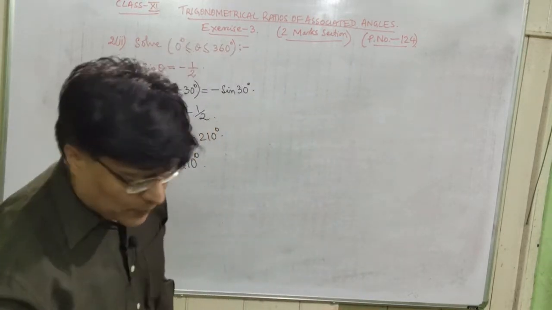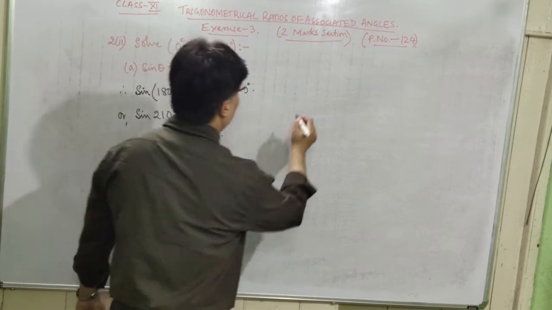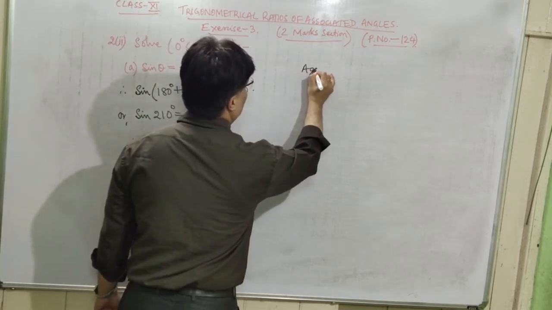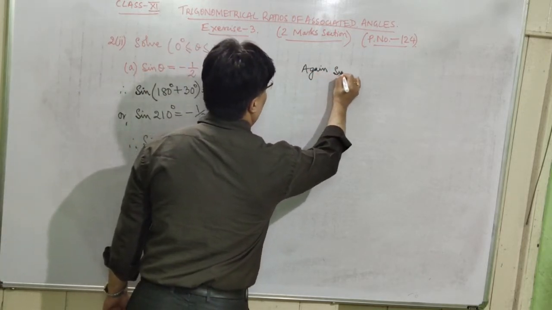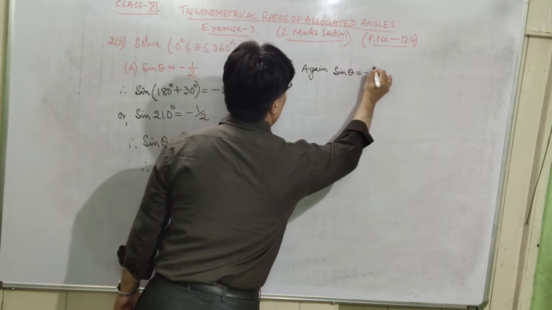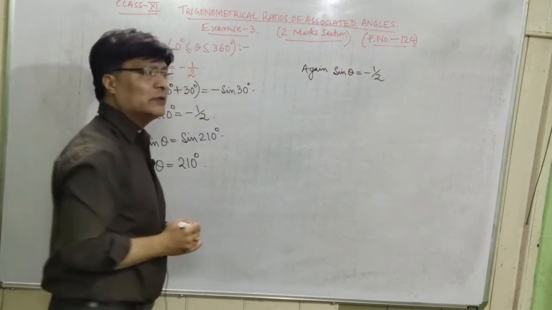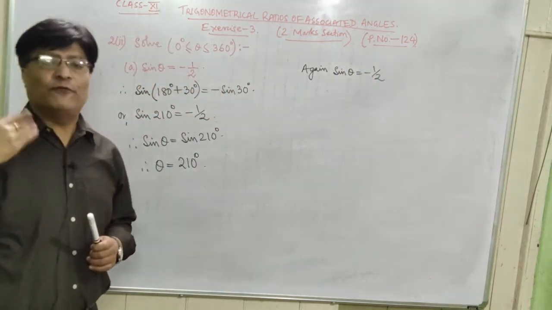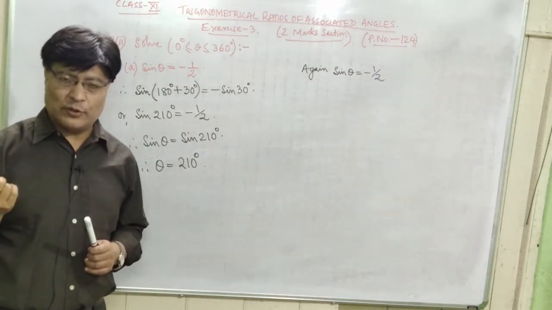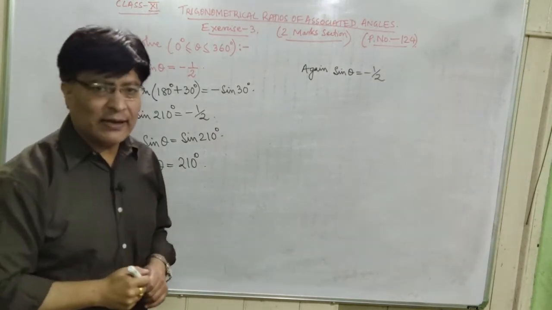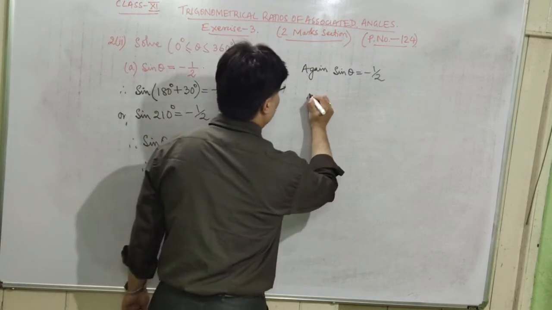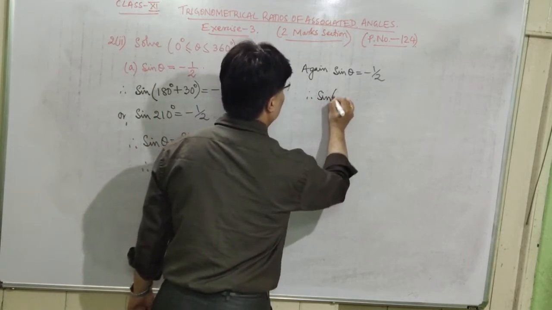So again, this is the continuation part. Again, sine theta is equal to minus half. Now sine theta is negative in the fourth quadrant as well. Okay, now let us find out the angle in the fourth quadrant. So how can you find out the angle in the fourth quadrant?